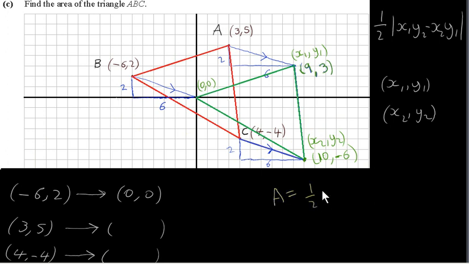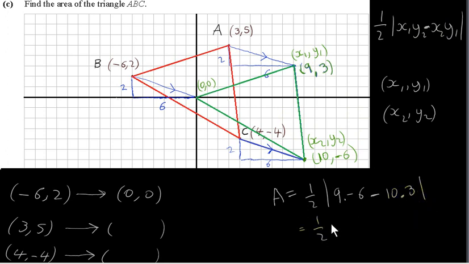It's half the magnitude of x1 multiplied by y2. Well, x1 is 9, y2 is minus 6. So we have 9 times minus 6. Then we have a minus sign here. Then we have x2 times y1. x2 is 10. y1 is 3.